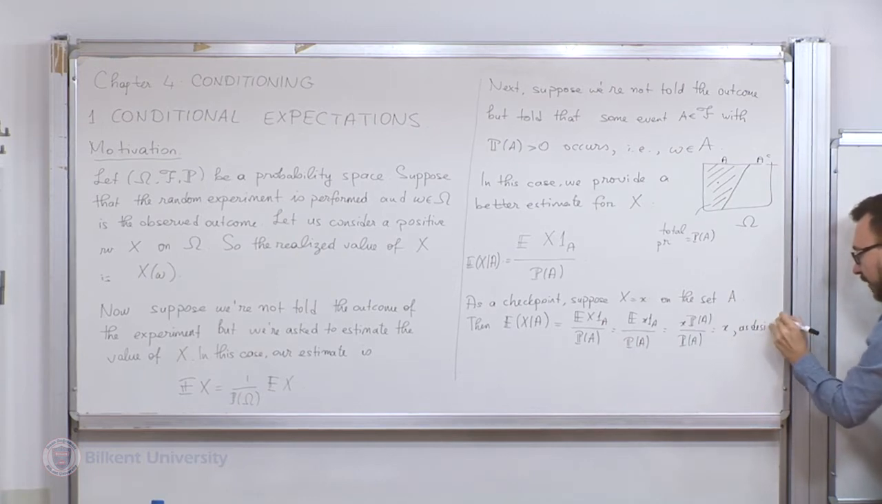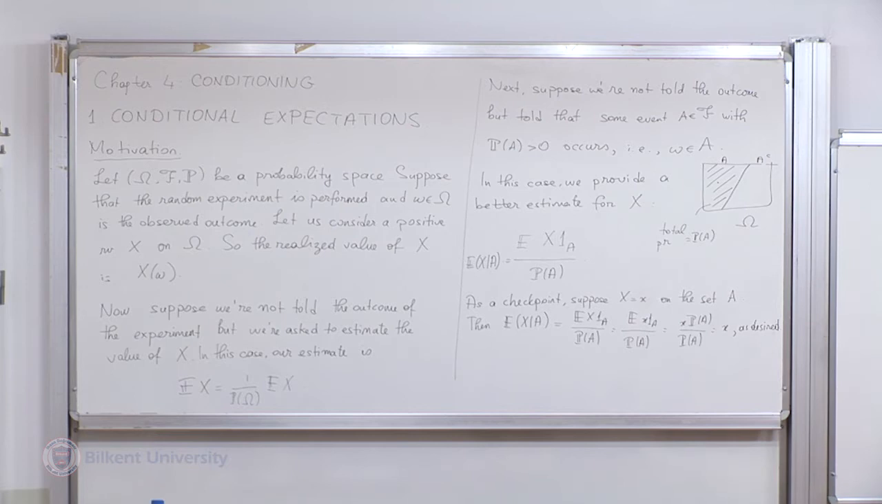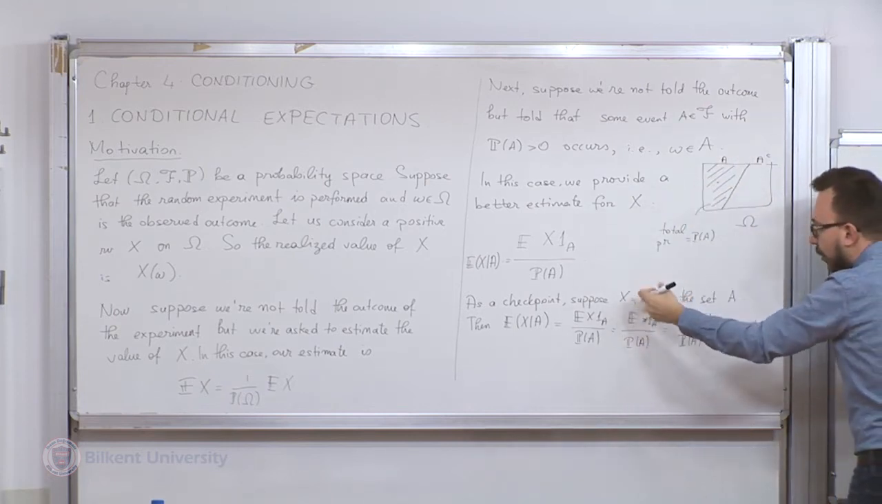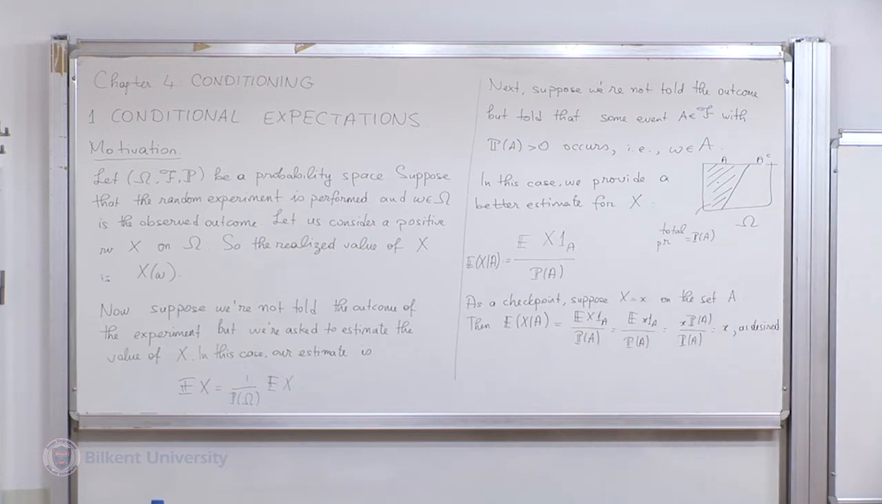It takes a constant value, so of course the estimate should be the value itself, because if we know that event A occurs, there is only one candidate, right? Capital X can only take the value little x over this set. If this is the case, then this value should also be the estimate, because there is no other candidate as a value. So this should be the conditional expectation under this set A.